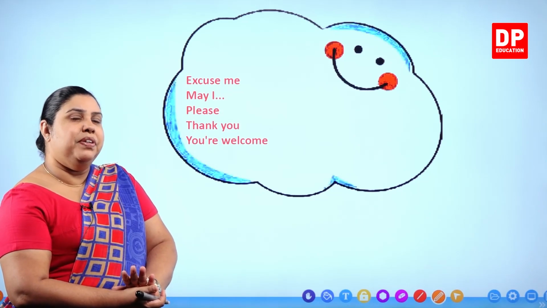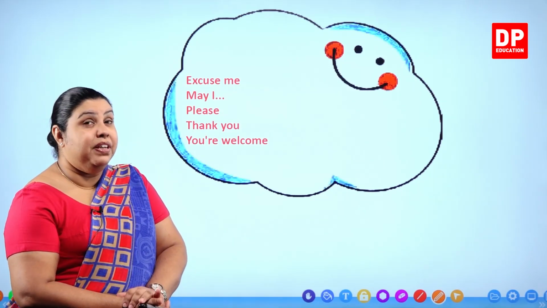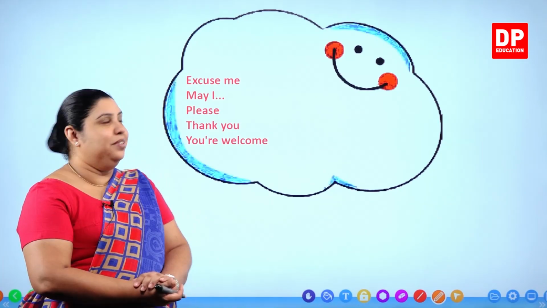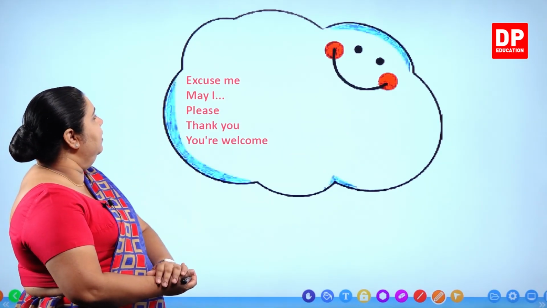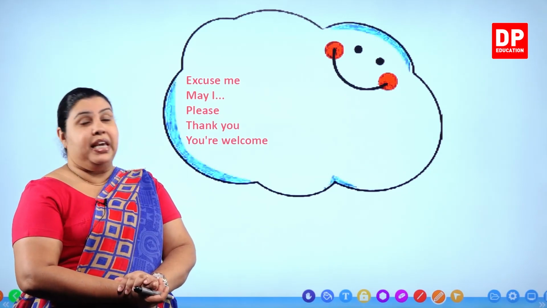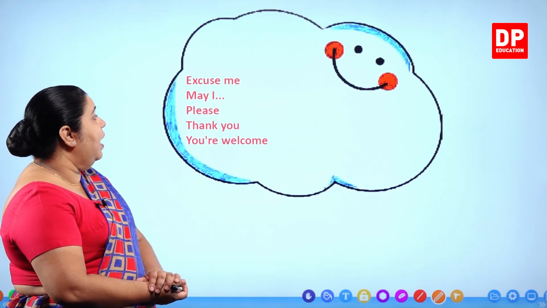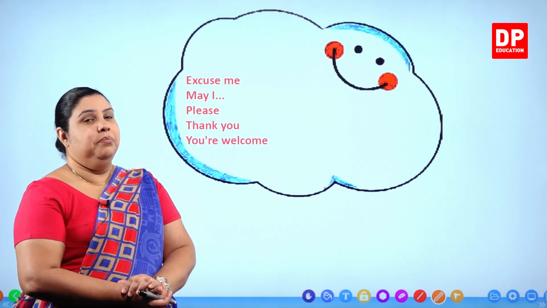So what are the words? We will read them once again. Then we will see why we call these words magic words. Okay? Right. The first one, excuse me. Second one, may I.